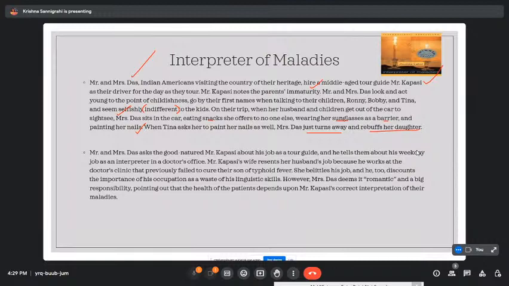Mr. and Mrs. Das ask the good-natured Mr. Kapasi about his job as a tour guide, and he tells them about his weekday job as an interpreter in a doctor's office.